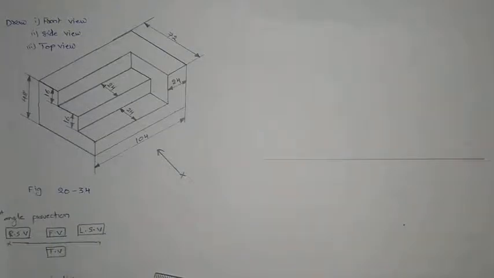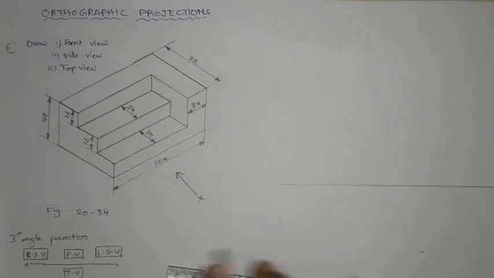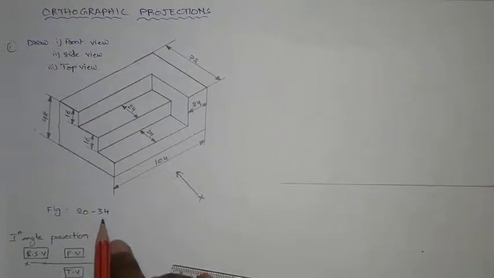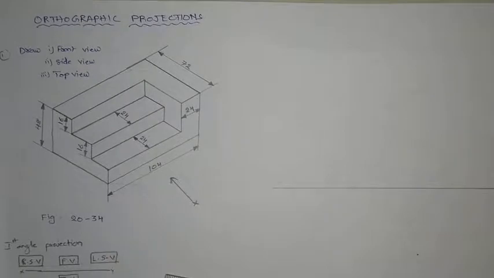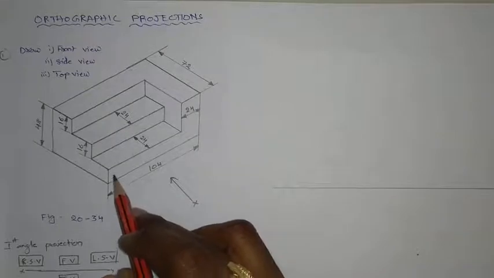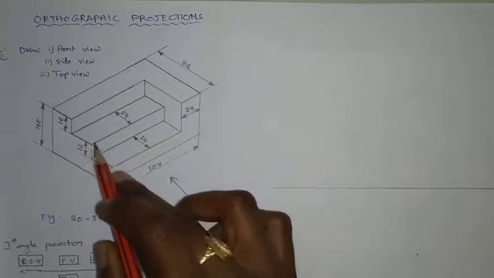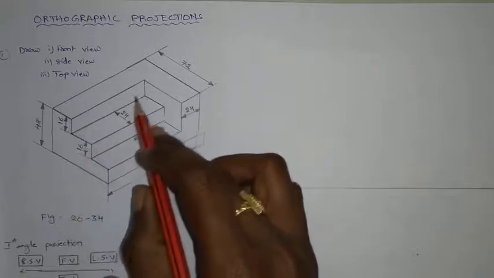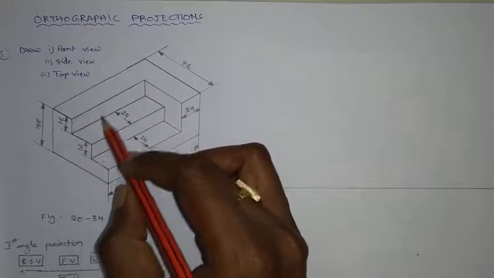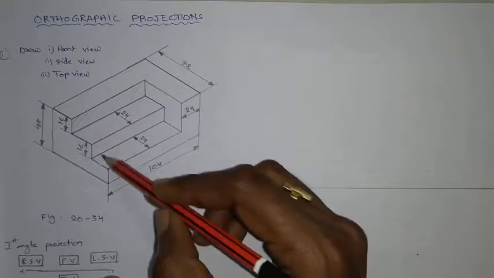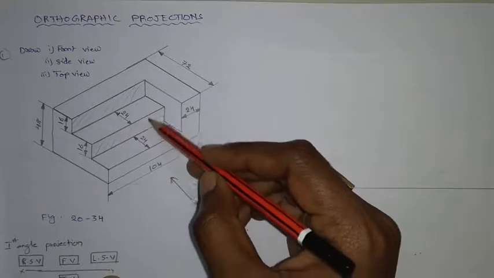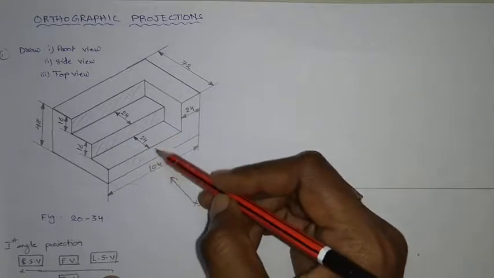Okay, now look at this diagram. This is diagram number 2034 from the ND textbook. I have taken the diagram from there. Now from the front view, what are the portions you can see? Let us observe. If you see from the front view, this is the shape. You can see this portion and this portion and this portion. So I'm marking like this. This you can see, this one, and you can see this one.